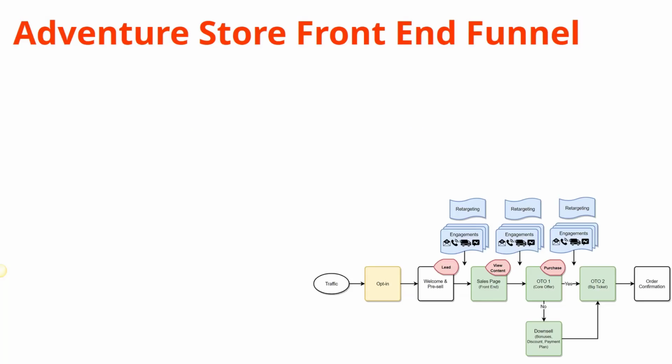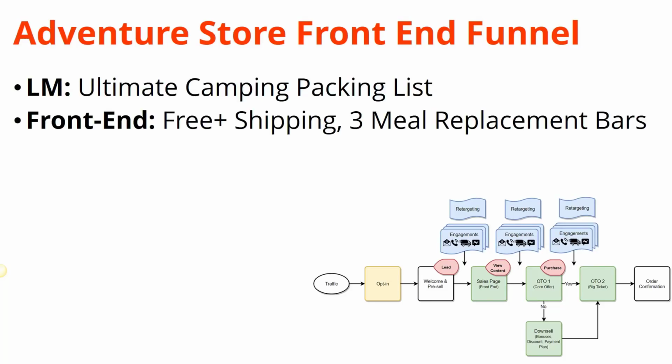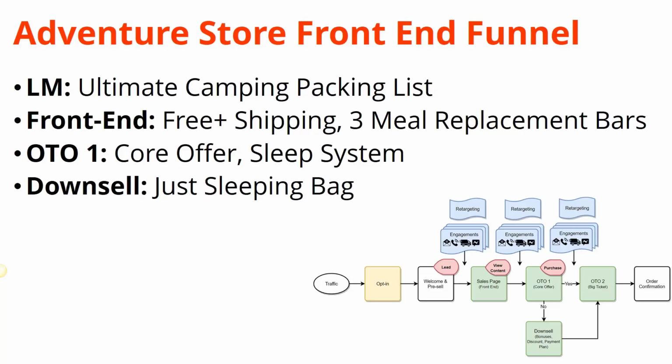Alright, so for our adventure store front end funnel, we're going to be giving away a lead magnet that includes the ultimate camping pack list. Our front end product will be a free plus shipping offer, and it's going to be for 3 meal replacement bars. Our OTO1 is our core offer, which is the product we actually want to sell, and it is our sleep system. And if they turn that down, we're just going to offer them just the sleeping bag, so no mat and no waterproof bag or anything like that, just the sleeping bag. And then our OTO number 2 is a tent.